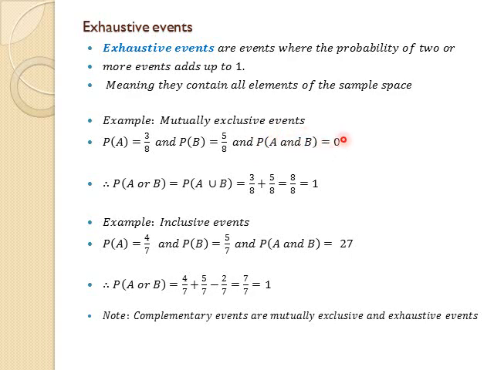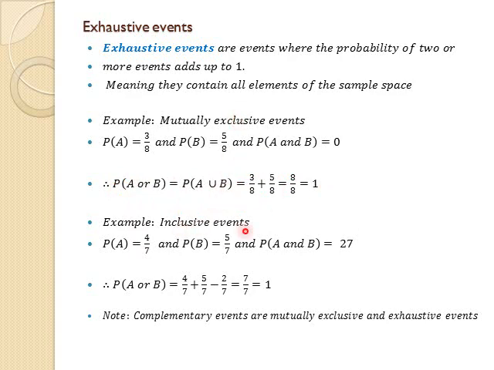The fact that it's equal to 0 means it's mutually exclusive. So we say the probability of A or B, or P of A union B, equals 3 over 8 plus 5 over 8, which gives me 8 over 8, equal to 1. So therefore I have an exhaustive event that's mutually exclusive.